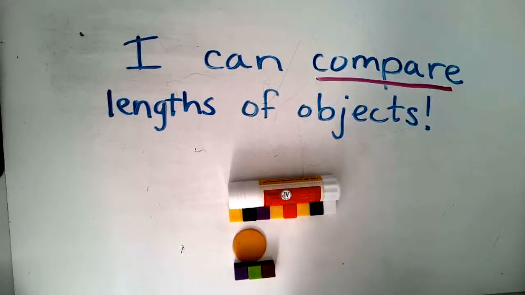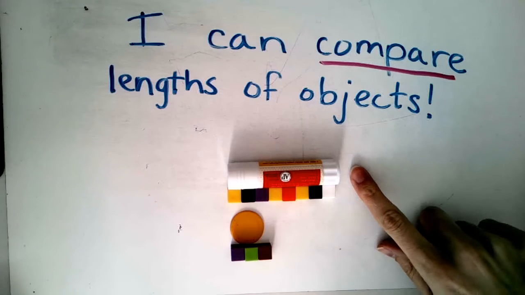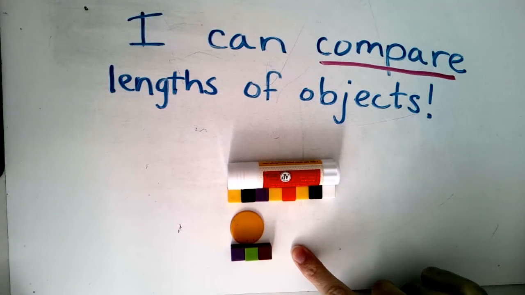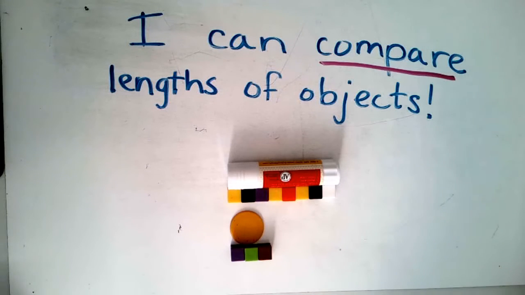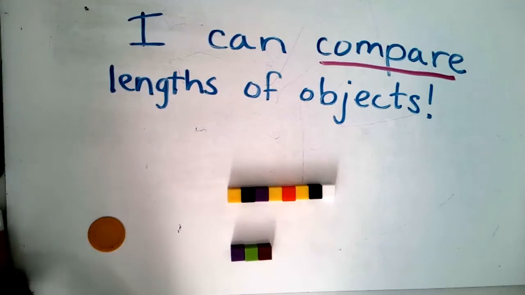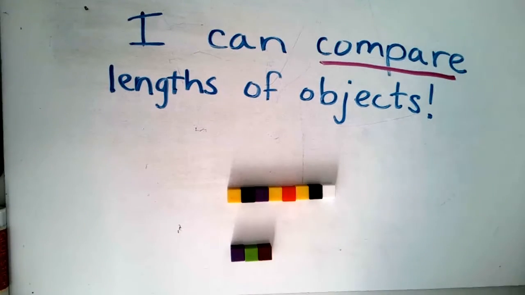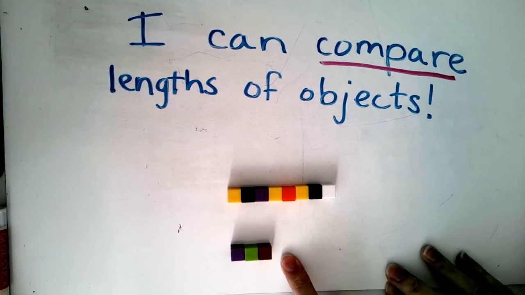Now, first graders, when we compare lengths of objects, we might say the glue stick is longer than the counter, or we might say the counter is shorter than the glue stick. Now what if I were to ask you, how much longer is the glue stick? I'm actually going to remove these just so we're looking at their measurements for a moment. How much longer is the glue stick than the counter?